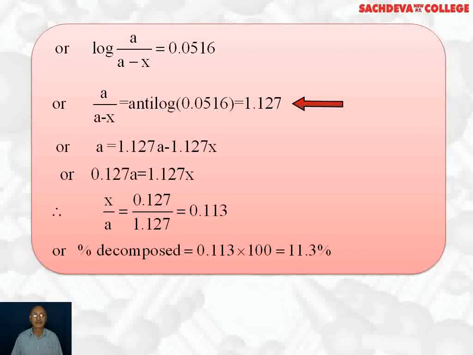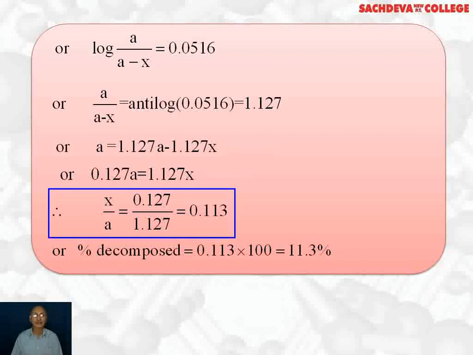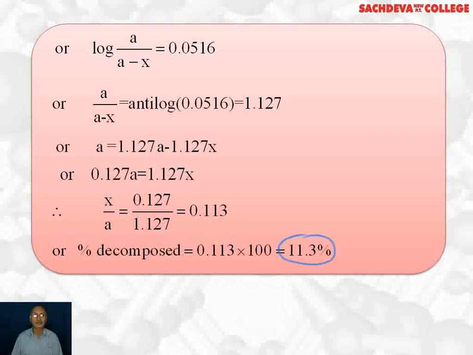To find out the value of A over A minus X, we have to take anti-log of 0.0516. So from the tables, if you see the anti-log, you will find 1127. We have to put decimal after first because before decimal we have 0. So the answer comes out to be 1.127. A will be equal to 1.127A minus 1.127x. On solving you will get 0.127A is equal to 1.127x. When you divide, x over a comes out to be 0.113. So percentage we want to find out, we multiply with 100 and we get 11.3% which got decomposed.